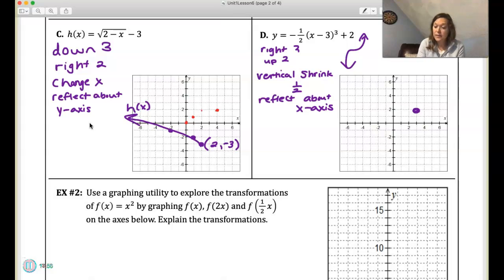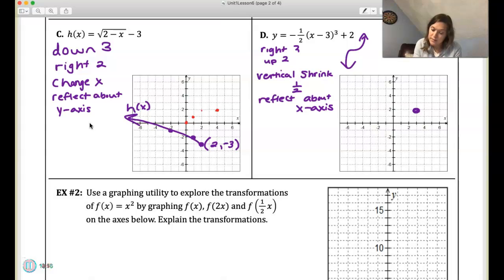For this one, probably the easiest way is doing some quick substitution. If I substitute in the value of 1, we get 1 minus 3, which is negative 2. Negative 2 to the third is negative 8. Negative 1/2 times negative 8 is 4.